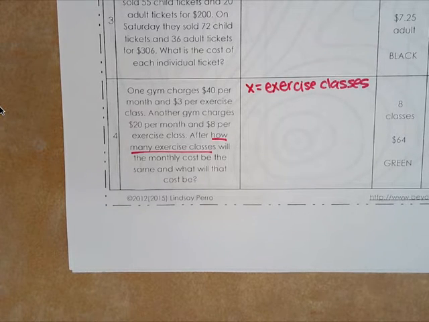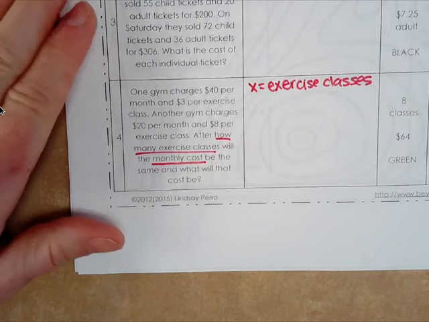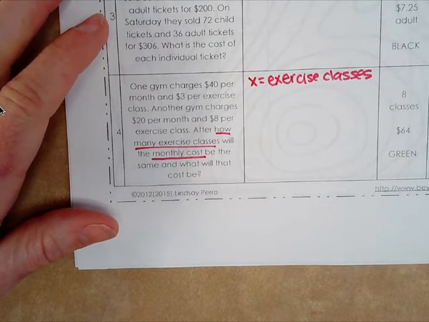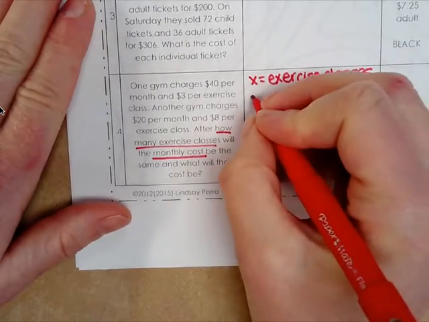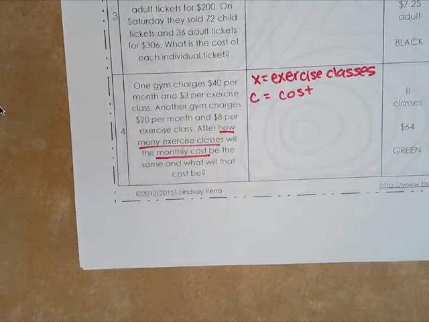So after how many exercises, so X is our exercise classes, will the monthly cost, so that's what we're looking at, the cost, be the same, and what will that cost be? So I'm going to put C for cost. It just says monthly cost. So monthly cost is just 1 month. We're just dealing with 1 month.